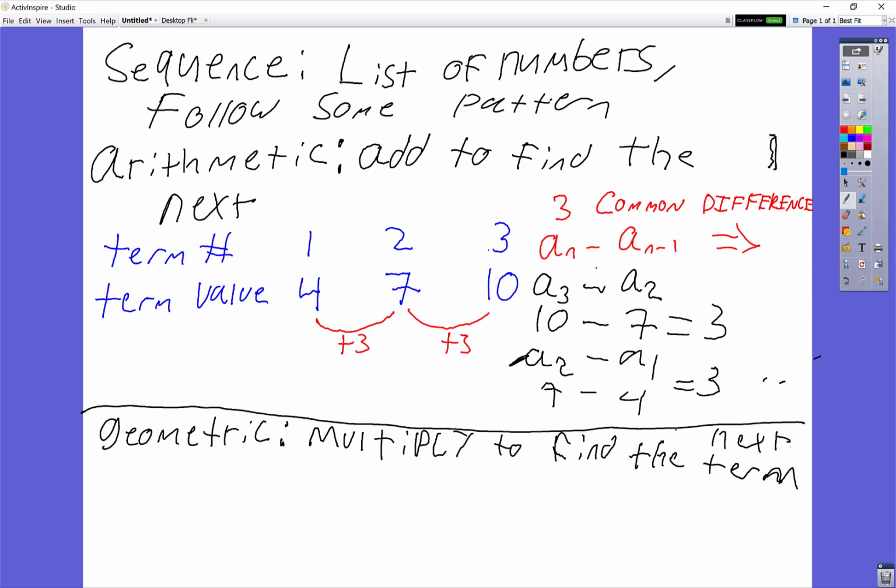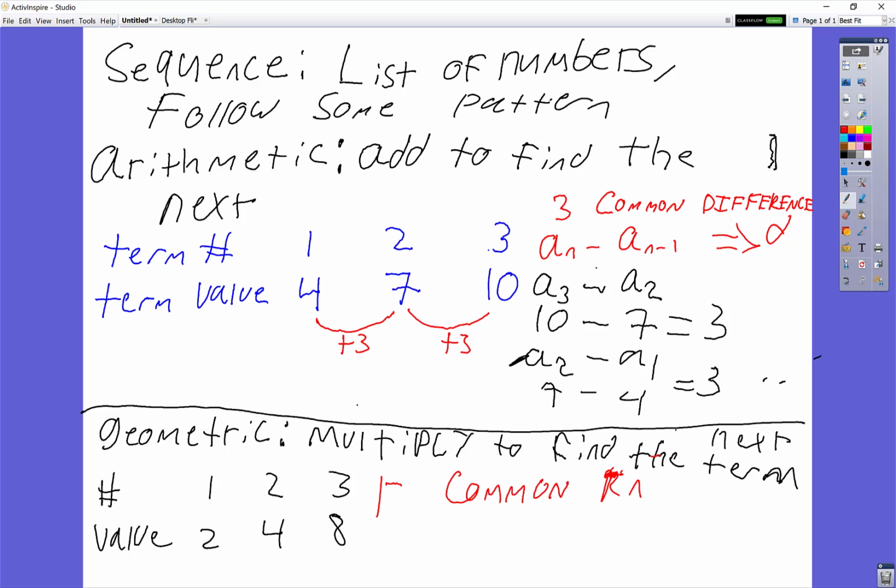Now, the same thing. Let's just do a term number and a term value. 1, 2, 3. Let's do 2, 4, 8. Each term is the previous term times 2. And so this is called the common ratio, R. And the term for common difference, that's D. R is the common ratio. You find the common ratio by dividing each term by the previous term.